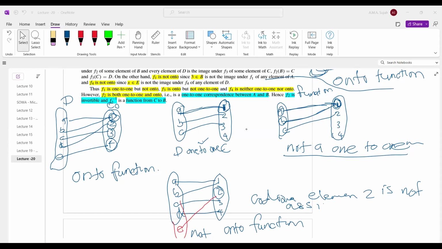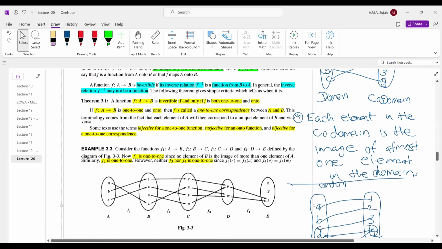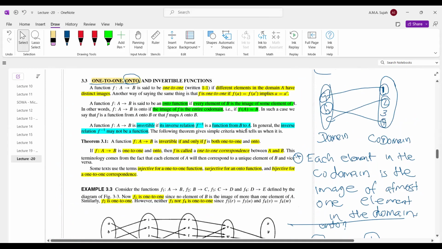Okay. Now the last form. Now you are clear with what one-to-one and onto are, right? One-to-one means every element in the codomain is an image of at most one element in the domain. Onto function means every element in the codomain has a relation, or is considered an image of at least one domain element, right? So that is one-to-one and onto function.